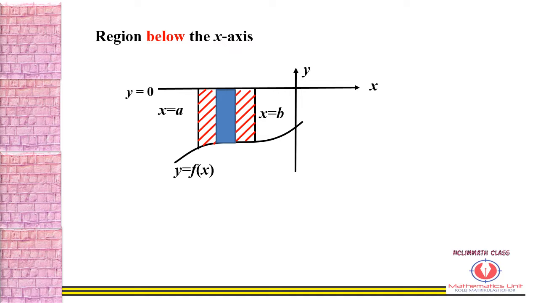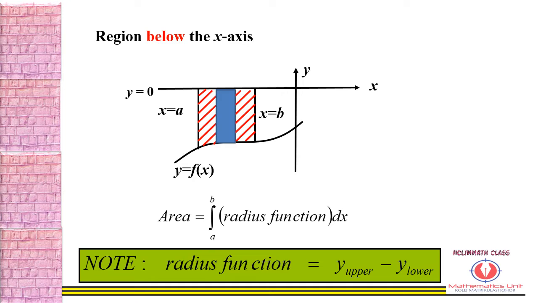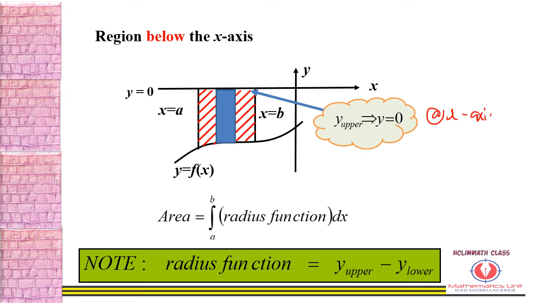To find the area of regions below the x-axis, we have to take note of this. We still use the formula of the definite integral of the radius function with respect to x from a to b. And to find the radius function, we must always remember to use the y upper minus the y lower. For these cases, the y upper now is y equal to 0, or the x-axis. The y lower now is our function y equal to f(x).